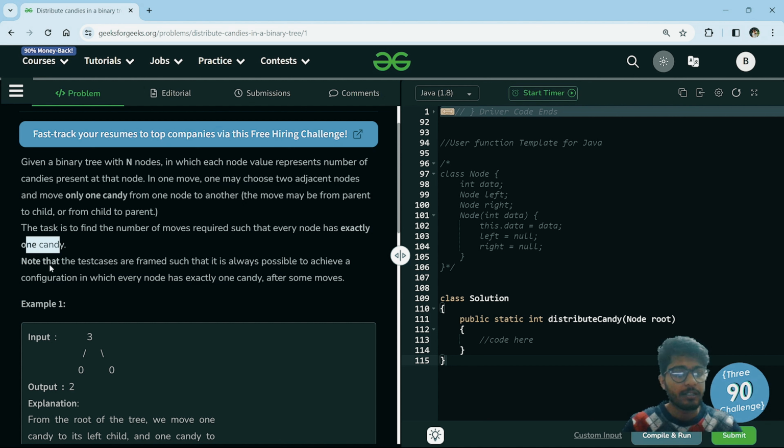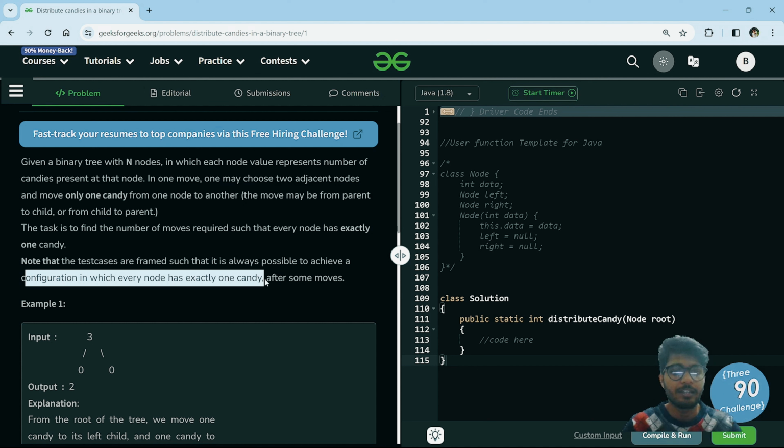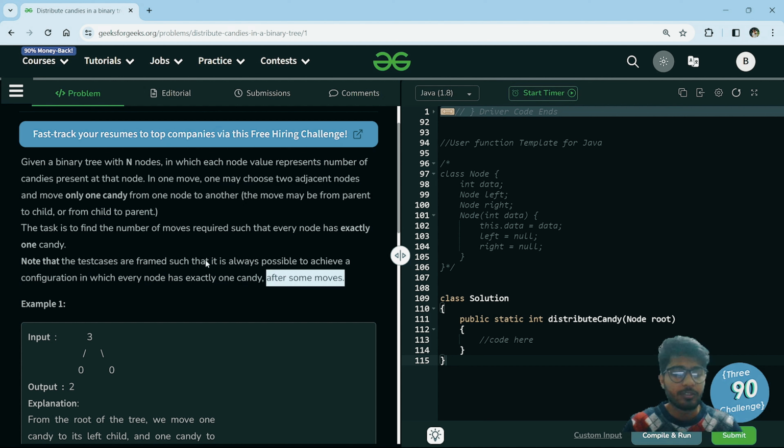There is a note that the test cases are framed such that it is always possible to achieve a configuration in which every node has exactly one candy after some moves. So basically it is saying that if we perform some operations, for every test case in this problem, every node in our given tree will contain at least one candy. This is how all the test cases are framed. So I hope you understand the problem statement. Basically, we have to find the number of steps required to distribute candies among all the nodes present in our given tree. So let's take the first example.